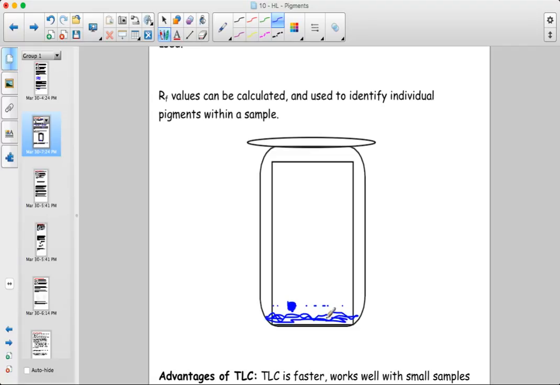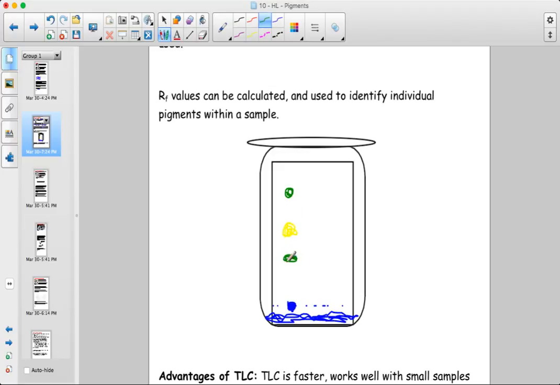So you put it in a solvent. The solvent's going to slowly soak up the plate, and it's going to carry the different pigment molecules to different distances. And so you might get a green spot up here, and you might get a yellow spot a little bit further down. And then you might get a different green sort of here.